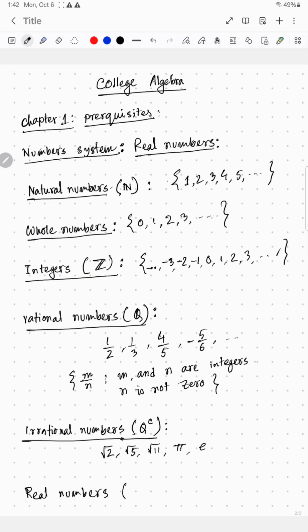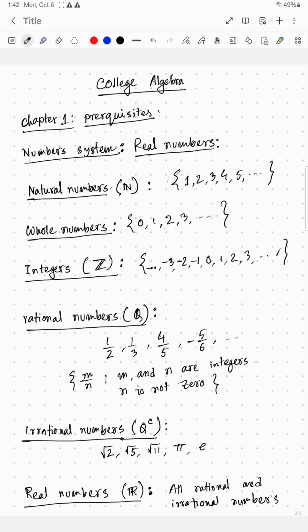The real numbers are denoted with this double-struck R. These real numbers are all rational and irrational numbers. Now, we have another bigger number set than real numbers. It's called complex numbers. We'll get to it later.